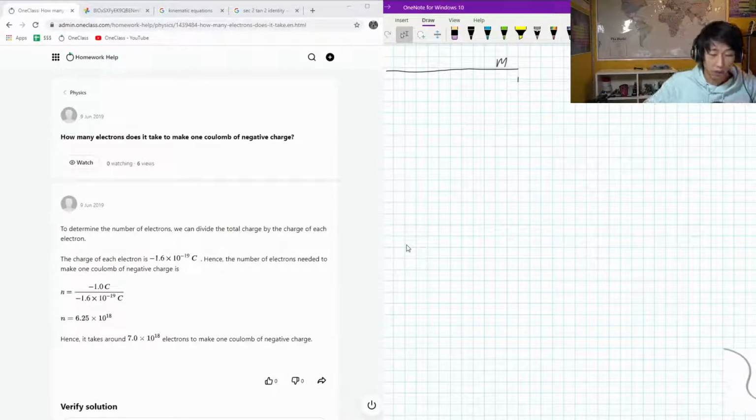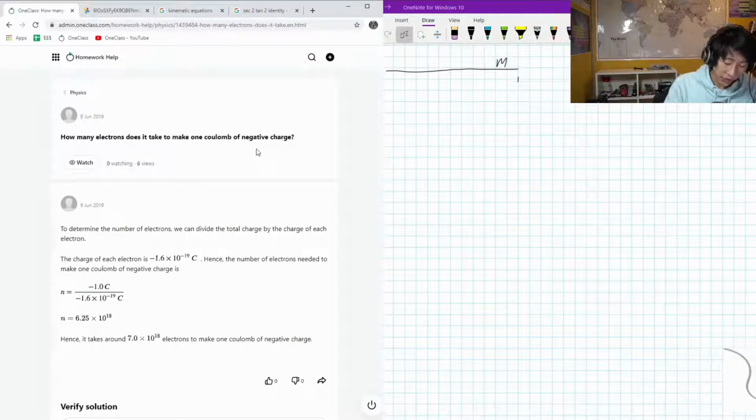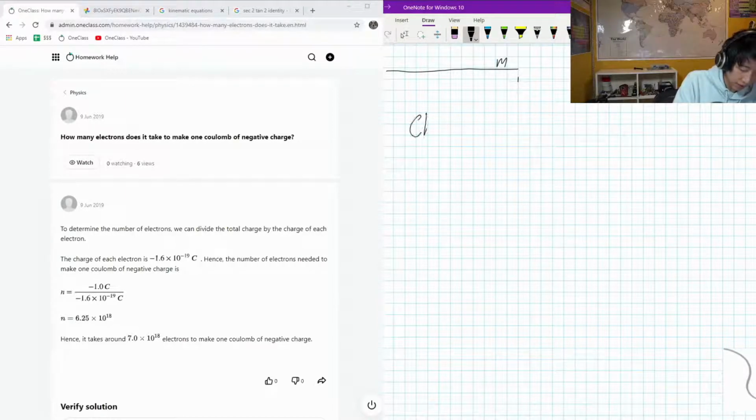Okay, so the next question that we have on the menu today is asking us how many electrons does it take to make 1 coulomb of negative charge? Okay, this is a fairly straightforward question with a fairly straightforward answer. So the first thing that we need to know is that we have the charge of an electron.